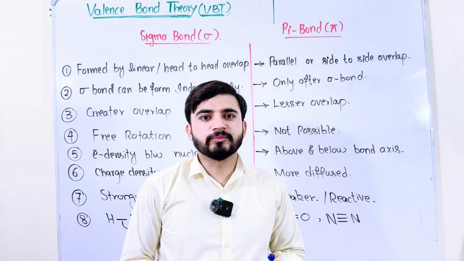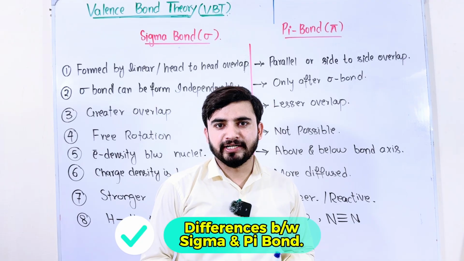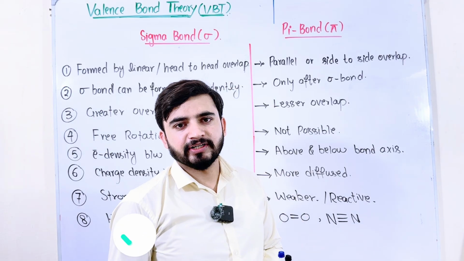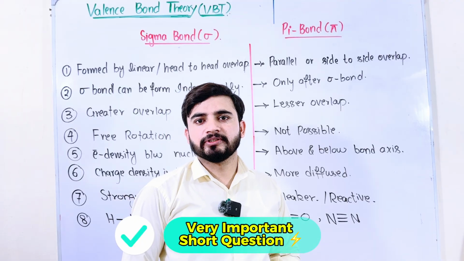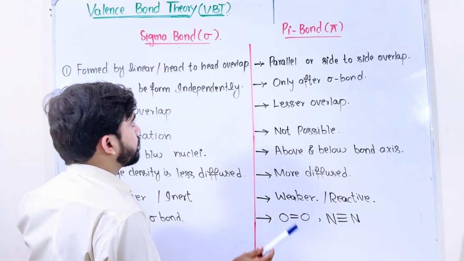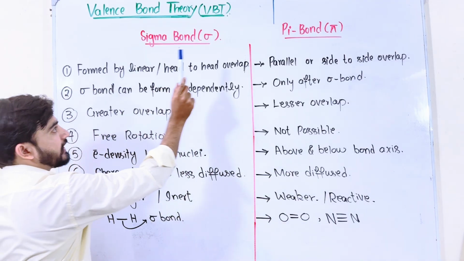Now we are talking about some differences between sigma and pi bond, which we have discussed in VPT. This one is a very important short question for the sake of board exam. So let's talk about these differences. First of all, we will talk about the definition of the sigma and pi bond.